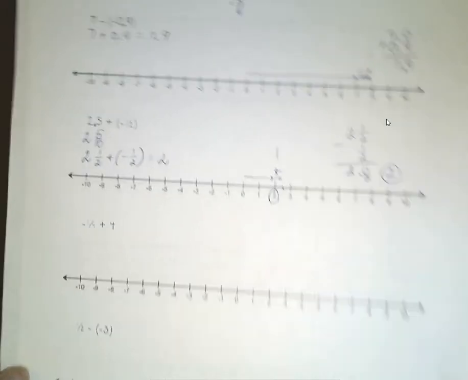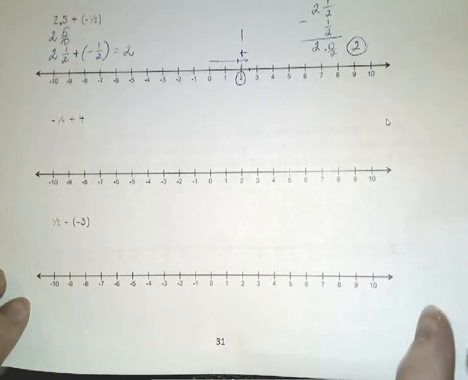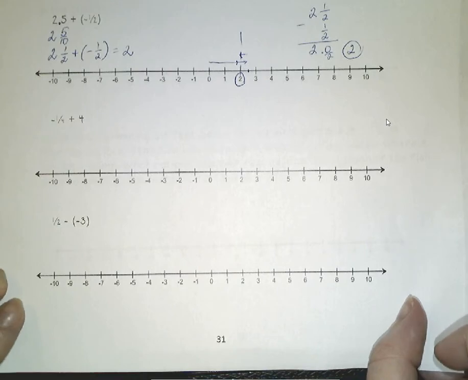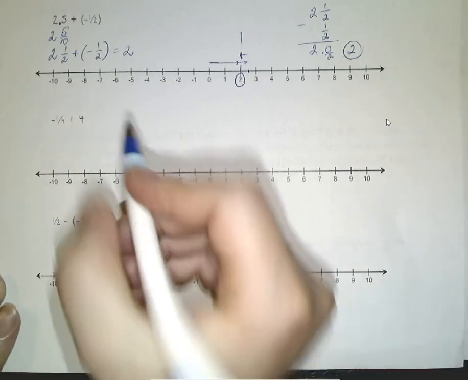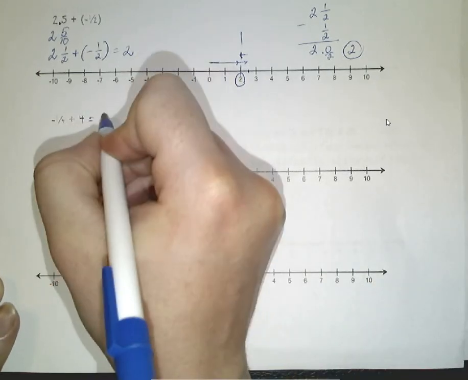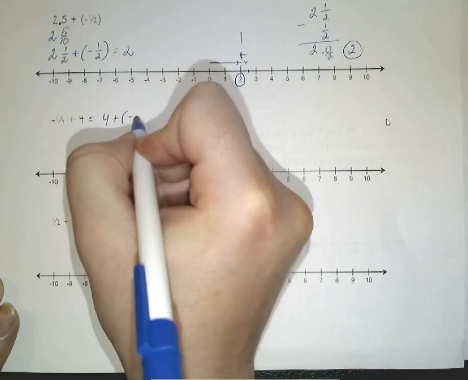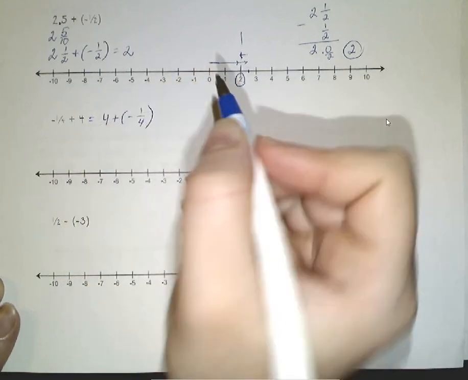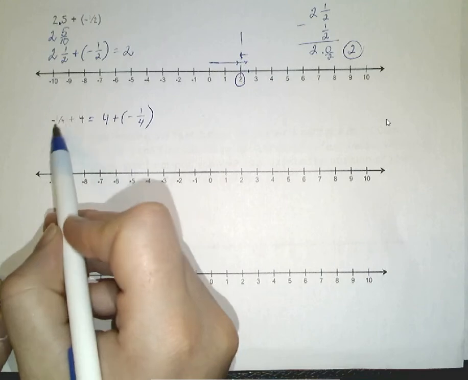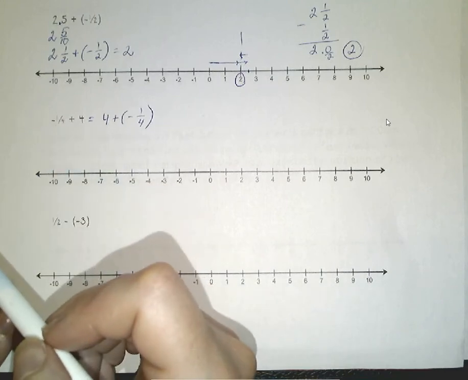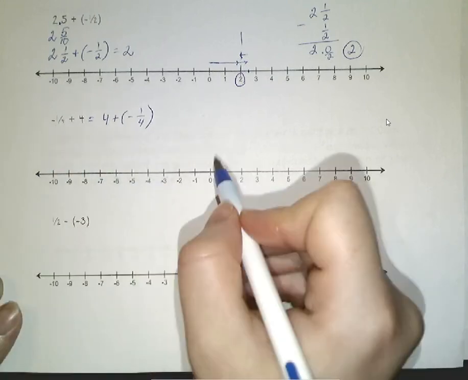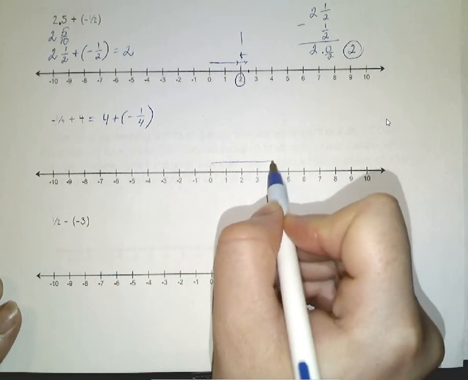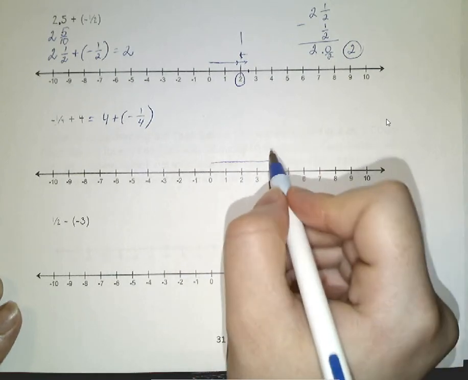All right, and we have negative 1/4 plus 4. Again, it's easier to start with the whole number, so I'm going to change the order into 4 plus negative 1/4. I just changed the order. Both numbers have the exact same signs. It doesn't change that. So from 0, I'm going to 4, and I'm adding negative 1/4.